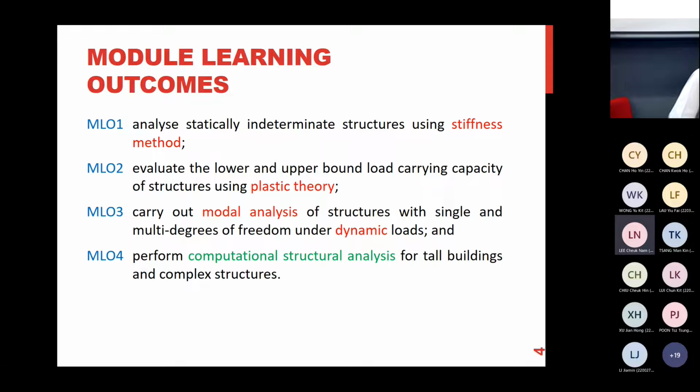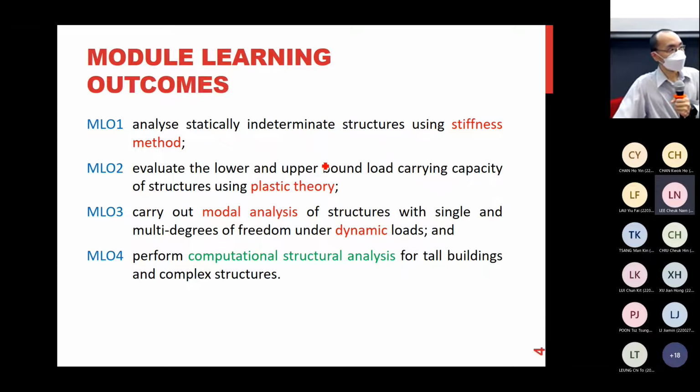When we set up all our modules, basically we need to firstly define our module learning outcomes. In this module, we have a total of 4 learning outcomes. They are the things that you need to achieve when you finish this module, and when you get a pass grade, you need to fulfill all the outcomes.